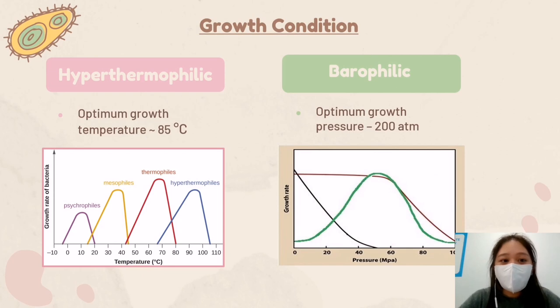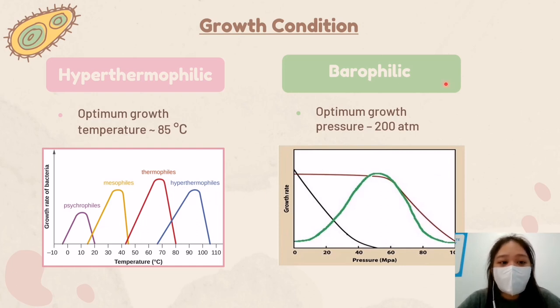And now I'm going to talk about the growth conditions of Methanococcus jannaschii. First, this bacterium is hyperthermophilic, which means the organism can thrive in very hot environments. And the optimum growth temperature for Methanococcus jannaschii is 85 degrees Celsius. In this graph, the blue line is the optimum growth temperature for hyperthermophilic.